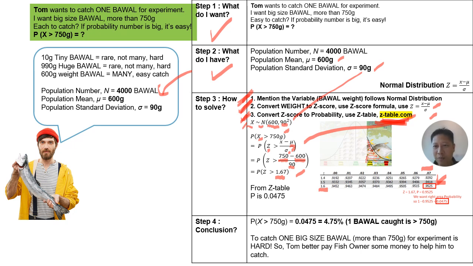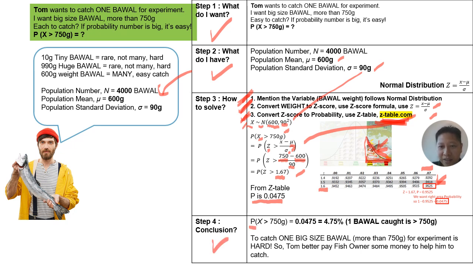So we have the number showing the probability is 0.9525. Because we want the area from right to right, we need to use 100%, the 1, minus 0.9525. At the end, we get our P, that is this area, the big size fish area, is 0.0475. Now we want to write our conclusion.